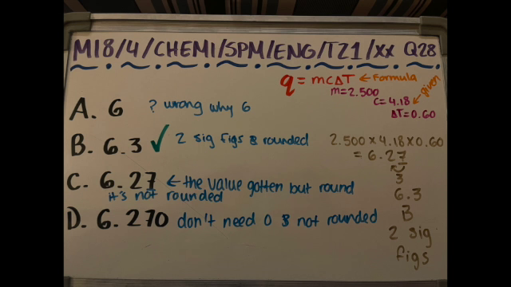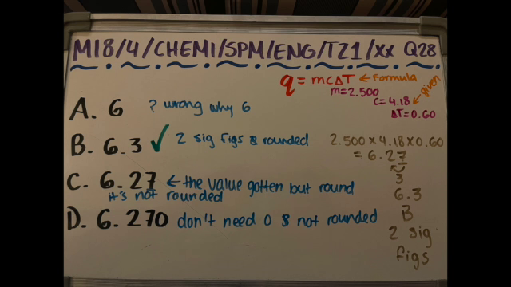Last but not least, for the last question, it asks which value of Q in J has the correct number of significant figures. So what I did here was it gave me the formula and the givens. The givens were 2.500, which was the M, the C was 4.18, and 0.60. So I multiplied all of them together, 2.500 times 4.18 times 0.60. For my answer, I got 6.27.